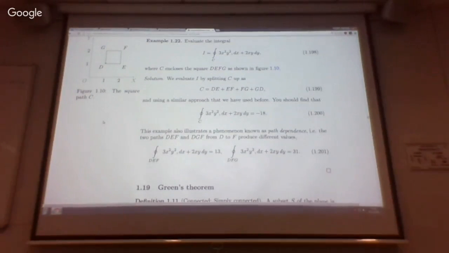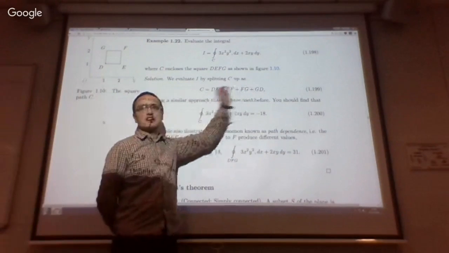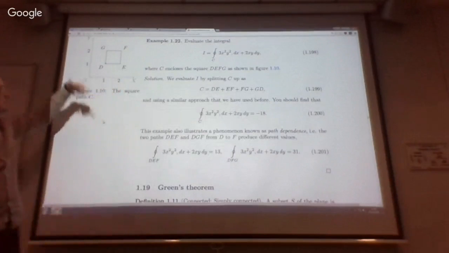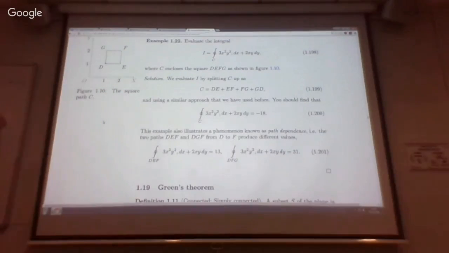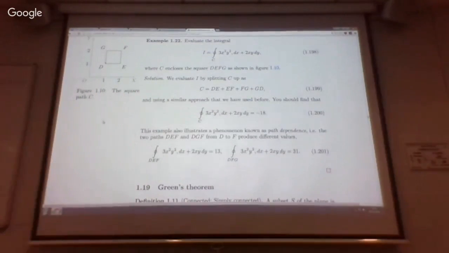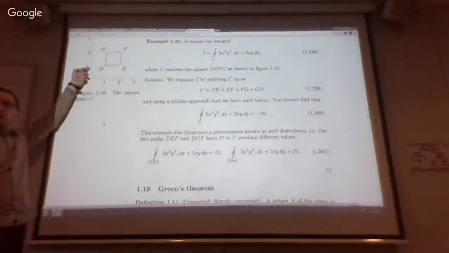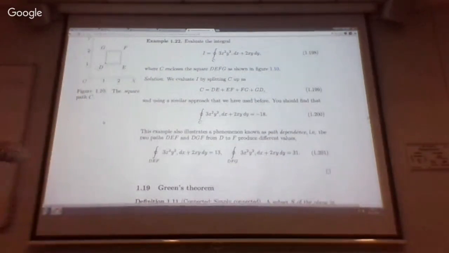I won't go through it now, but it's just another application of this path integral technique. The way to do it is to split the curve up into the four straight line segments: D to E along the bottom, E to F, F to G, G to D, along the four sides. On each of those four straight line segments, the x and y variables behave quite simply. So for instance, on D to E, y is always fixed at the value 1. dy is equal to 0. The differential of y is equal to 0 along this bottom side.